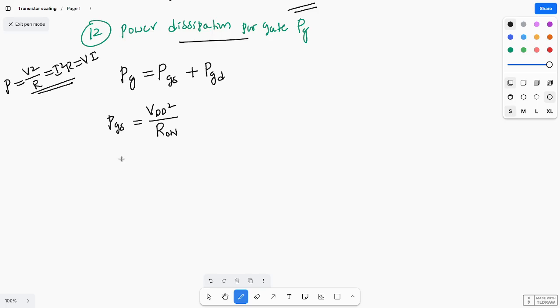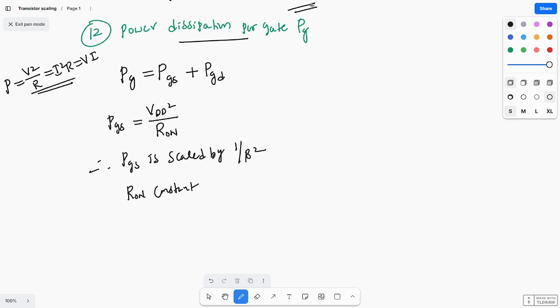Okay, so from here I can say that resistance is anyway constant only. Therefore PGS is scaled by 1 by beta square. Okay, why? Because Ron is constant only. There is no scaling on the resistance.